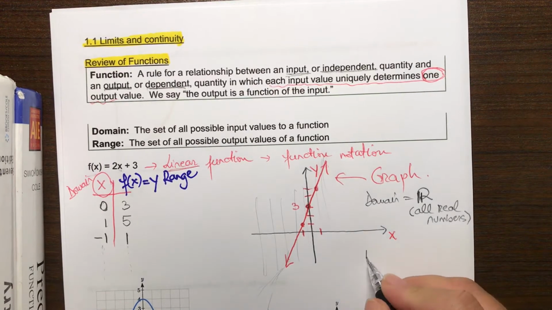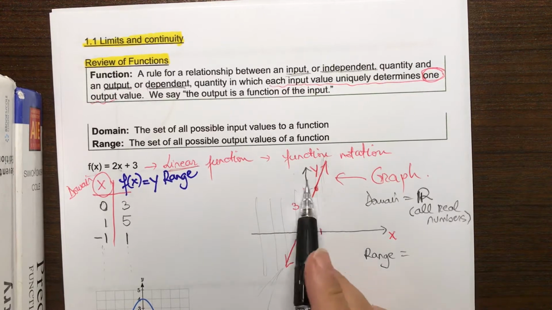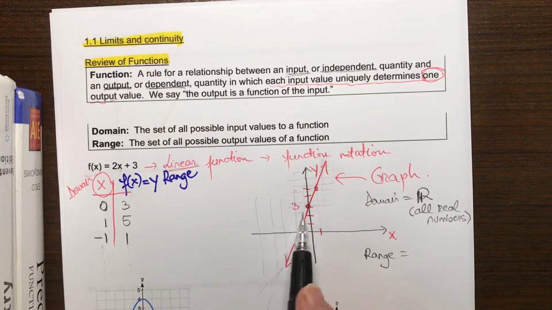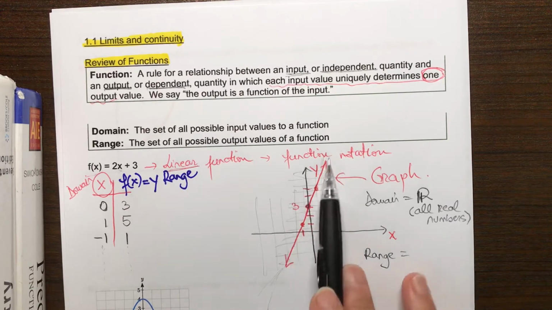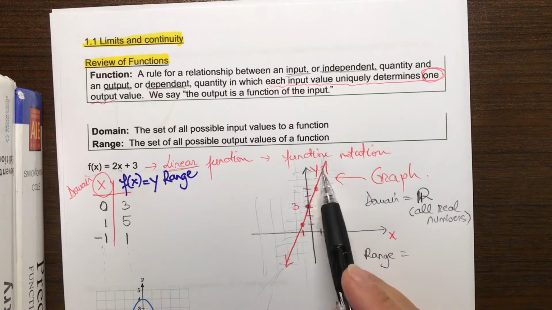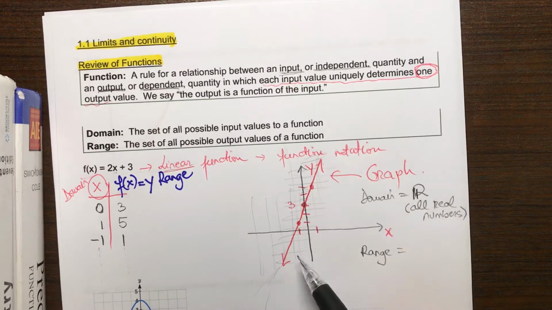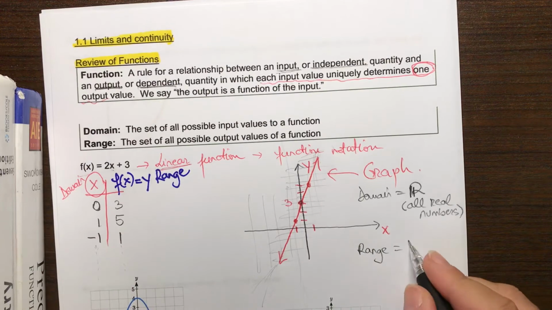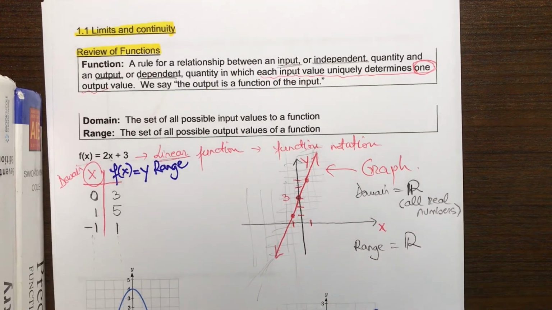Then what would be the range? The range is all the possible y values that you're going to obtain, right, once you pick any x. So as you see, looking up and down, right, along the y-axis, you will eventually hit every y value, right, because this line is going to go all the way up and all the way down. So the range is also all real numbers.